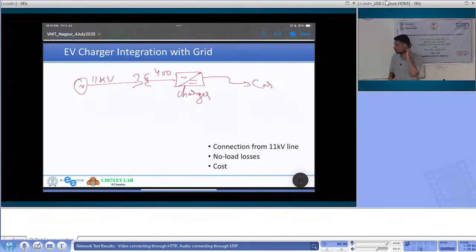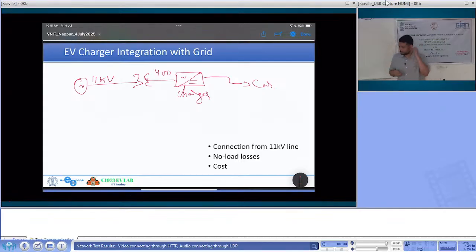So they say the cost of this upstream infrastructure, as they call it, is almost same as the cost of the charger, right? So the transformer and everything together cost them the same as the charger, right?